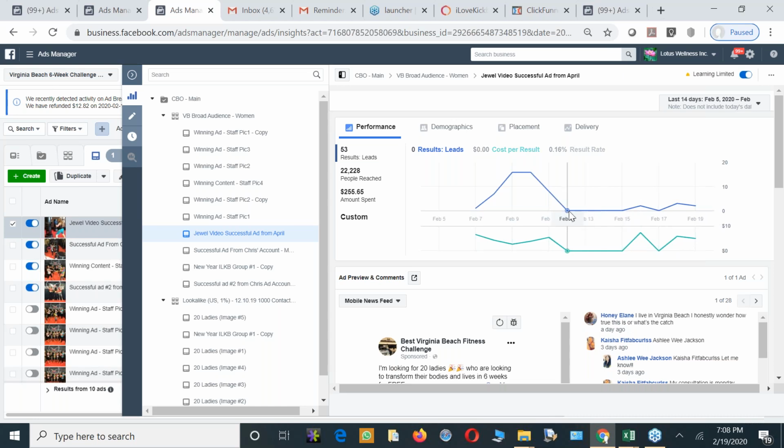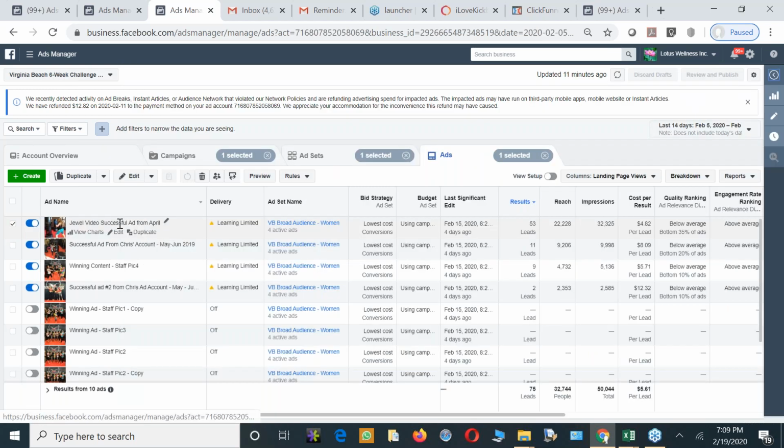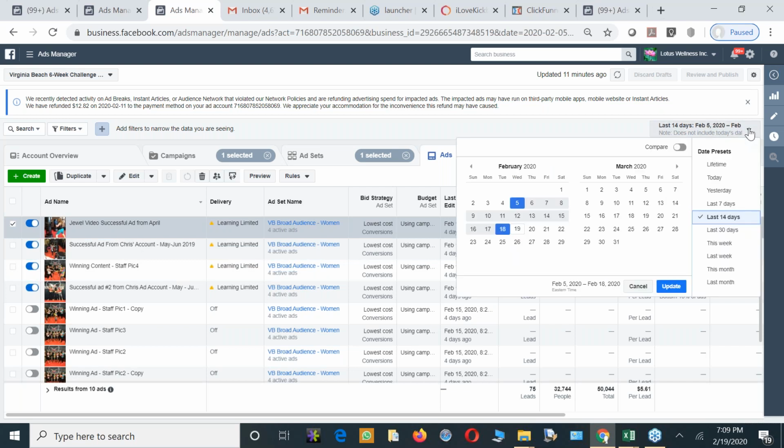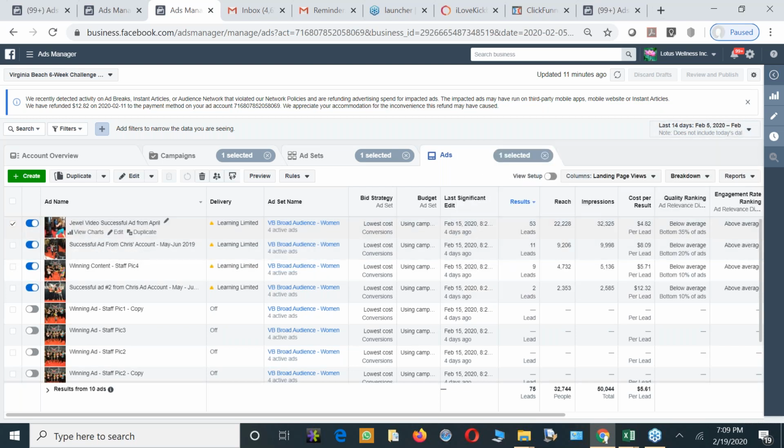Because they did pretty good. I mean, they were very proven ads. These ads were very successful in the past. Which one is receiving all the spend? So this one, as you can see, is receiving all the spend pretty much. And this is last 14 days. Can we view the chart on that one? Yeah.